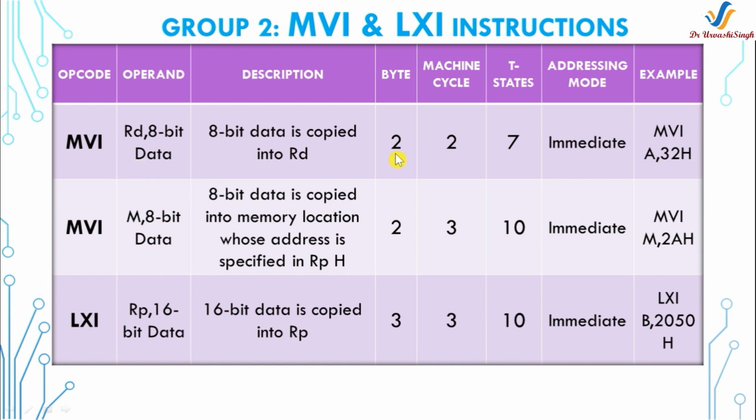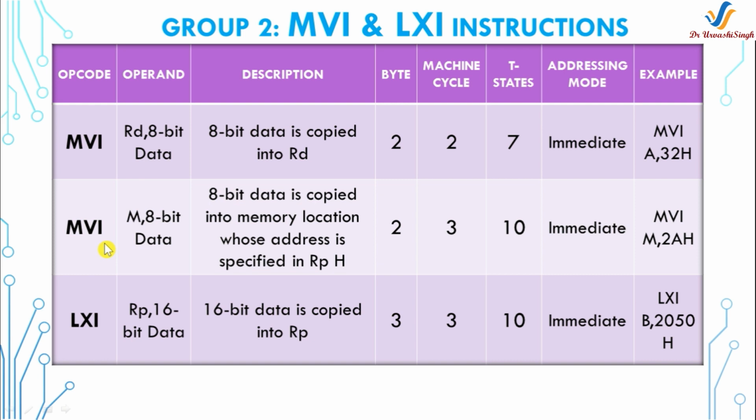This instruction uses 2 machine cycles where the second machine cycle will be memory read because the microprocessor is reading this 8-bit data from the memory. And the second byte of the instruction is for the 8-bit data. So the total T states will be 7.